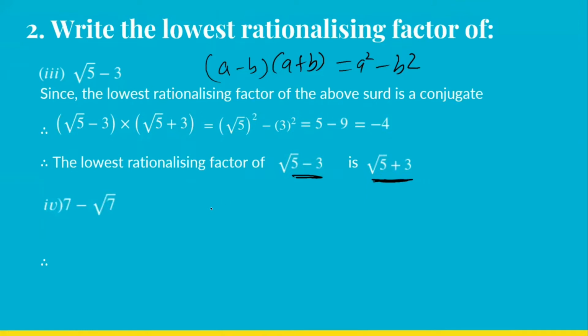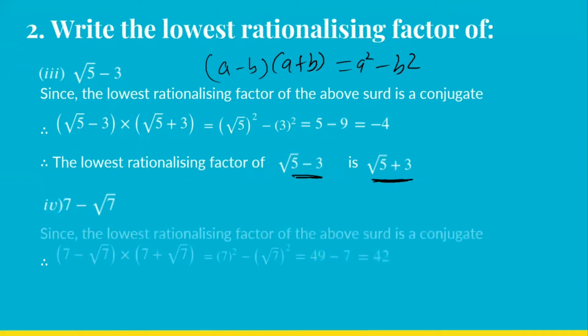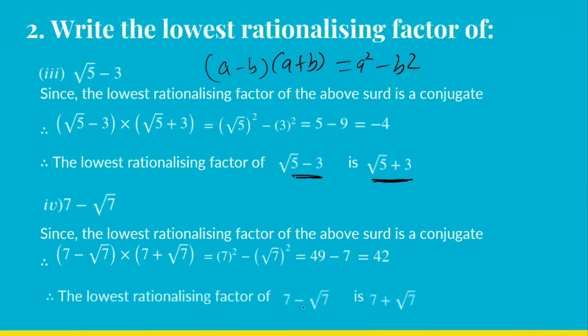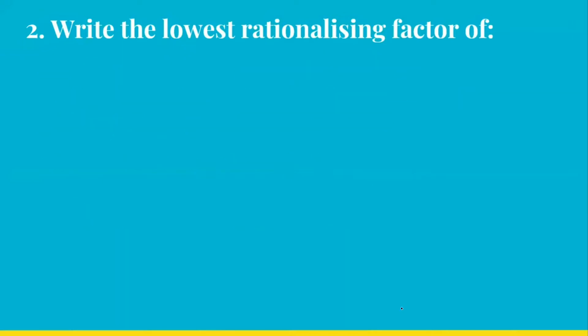Okay. 7 minus root 7. Yes, it is going to be 7 plus root 7. So multiplying by 7 plus root 7, again we get 7 square minus root 7 square. 7 square is 49. 49 minus 7 is 42. We got a rational number. So this is how the rationalizing factor of 7 minus root 7 is 7 plus root 7.